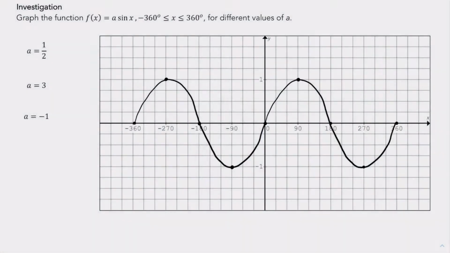Okay, so in this investigation, we are going to be graphing the sine graph, but with various values of a, which are going to either compress or stretch the function vertically, or even reflect it, as we'll see. So let's take a look. I have here on the grid itself just the base function for sine.